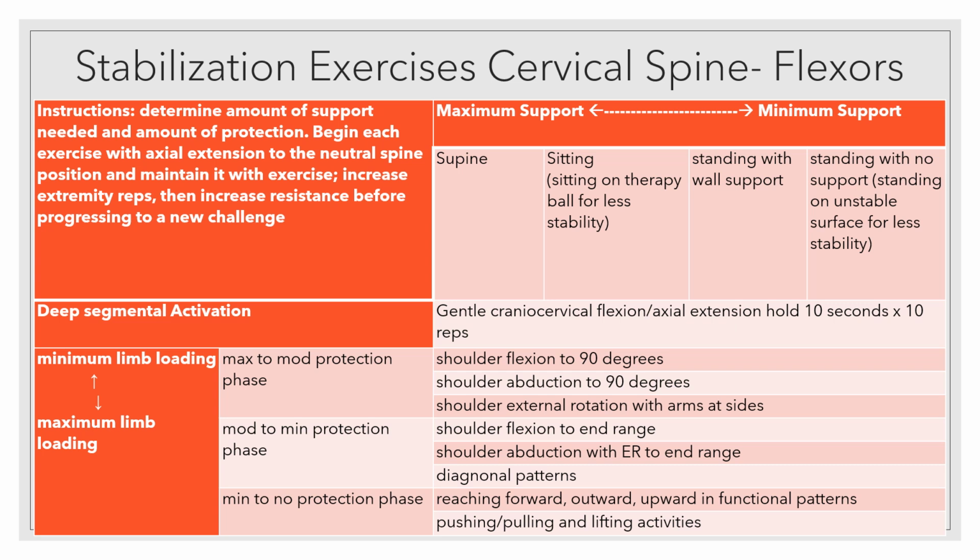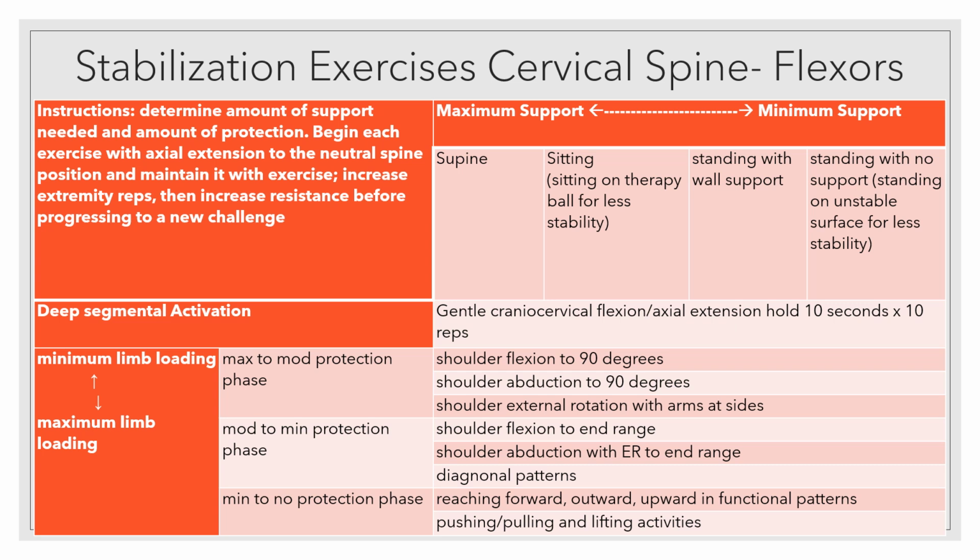We can look at stabilization exercises increasing in difficulty, whether we are taking away support from the patient or we're increasing the extremity loading. So this applies to both cervical and lumbar spine, but it's a good outline, and so I would make sure that you can understand the outline here and the suggestions that are being made based off of it, to apply it in concept to both the cervical and lumbar spine and not just memorize this table.